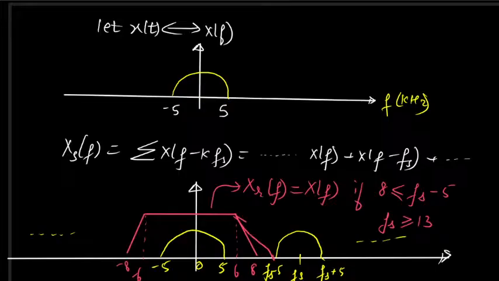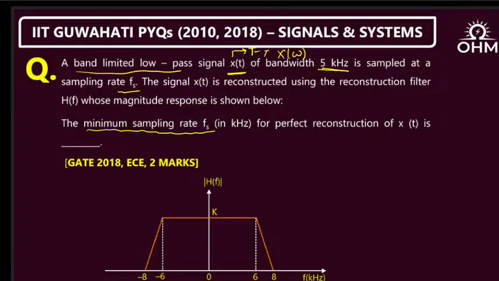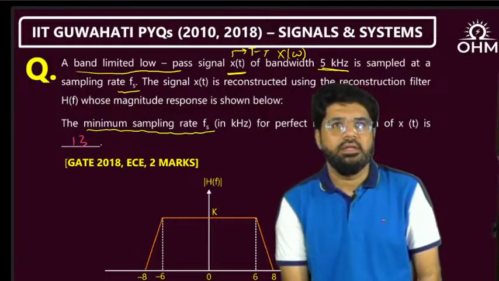But if this goes like this, then at the output of the filter, some frequency component will come from the higher frequency side as well, right? So Fs is greater than or equal to 13, solving this. 13 what? Kilohertz. The unit we are using is kilohertz. So what is the minimum sampling rate? Minimum is 13. Minimum would be 13.